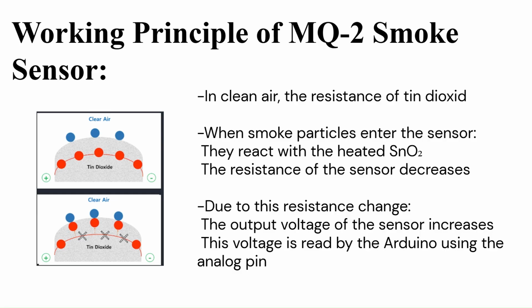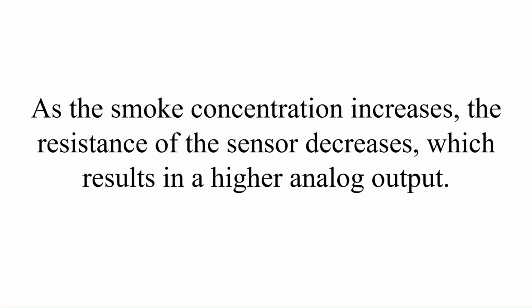Working principle of MQ2 smoke sensor. The sensor contains a heating element that heats the sensitive material. In clean air, the resistance of tin dioxide, SnO2, is high. When smoke particles enter the sensor, they react with the heated SnO2. The resistance of the sensor decreases. Due to this resistance change, the output voltage of the sensor increases. This voltage is read by the Arduino using the analog pin. As the smoke concentration increases, the resistance of the sensor decreases, which results in a higher analog output.